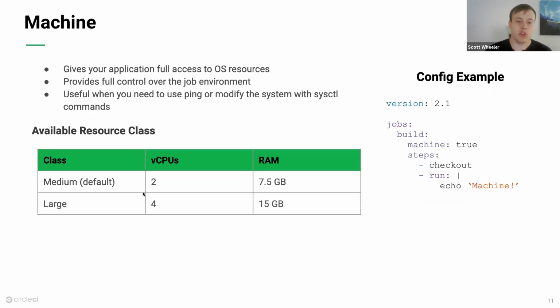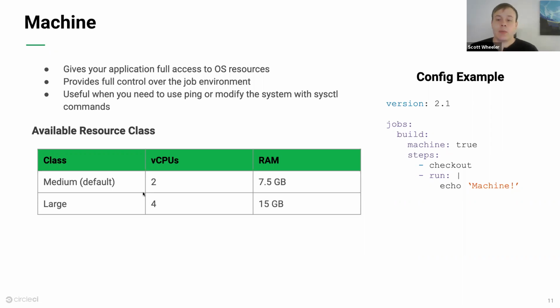Next up, we have the machine executor. The machine executor is a Linux Ubuntu operating system. It gives your application full access to operating system resources. It allows you to spin up privileged Docker containers. For the machine executor, we have 2 resource classes available to use, medium and large. The medium gives you 2 CPUs and 7.5 gigabytes of RAM. The large gives you 4 CPUs and 15 gigabytes of RAM.